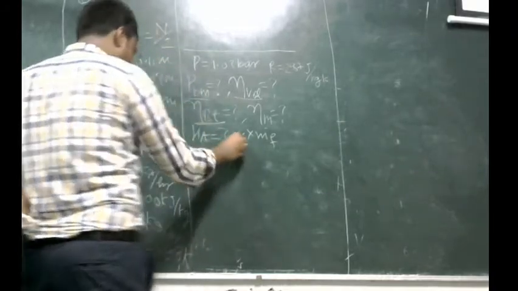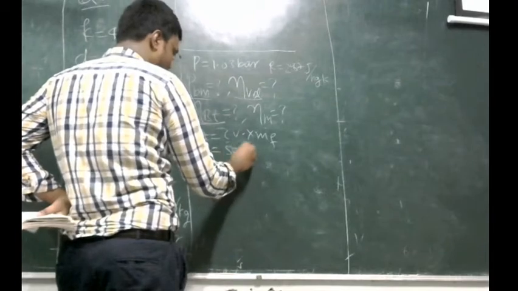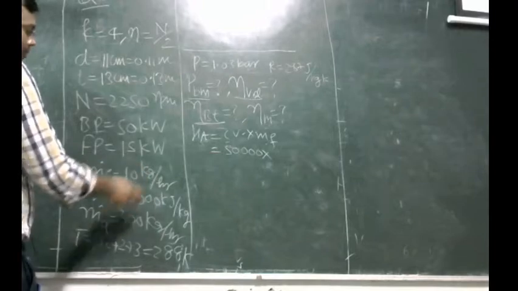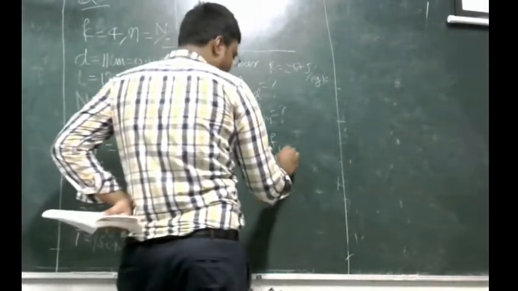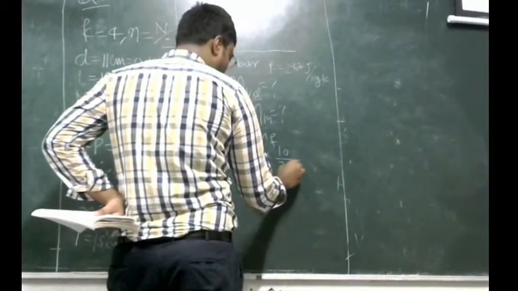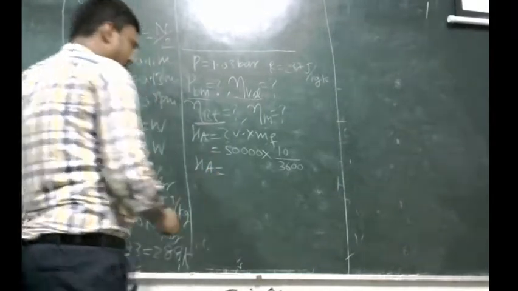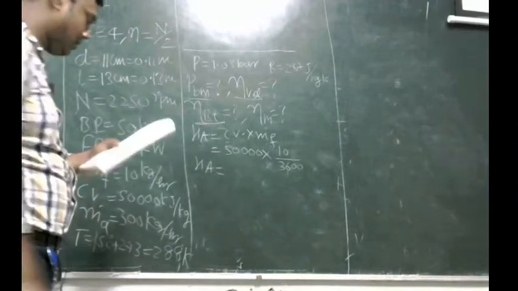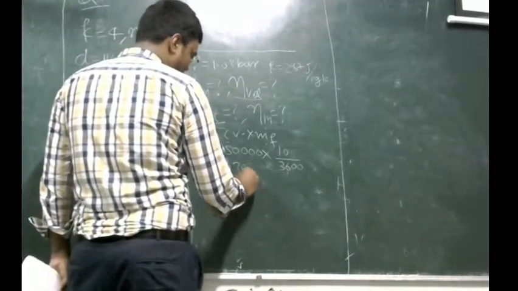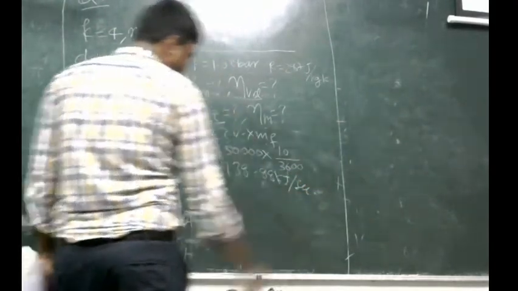Both values are given in the question. Calorific value is equal to 50,000 kilojoule per kg, into m dot f, which is equal to 10 kilogram per hour. We have to convert the value to kilogram per second. So it will be equal to 10 by 3600. Okay, so we get the value of heat addition, it will come equal to 138.88 kilojoule per second.